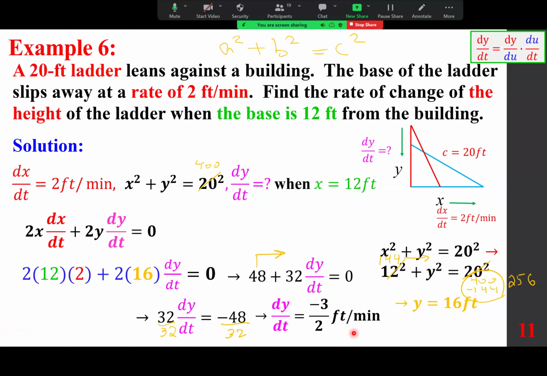So when the base is 12 feet, at the moment, dx dt is 2 feet. x is increasing, dx dt is positive. At that moment, y is decreasing, dy dt must be negative, and it's negative 3/2 feet per minute, which means at the moment, y is decreasing at a rate of 3/2 of a foot per minute.